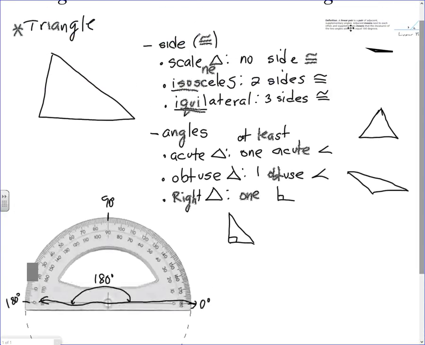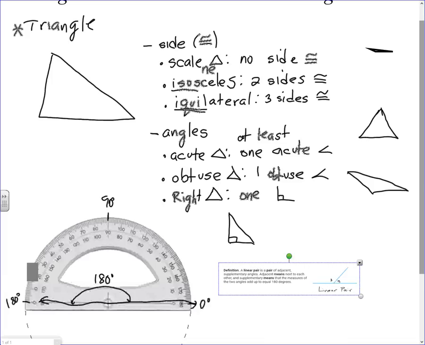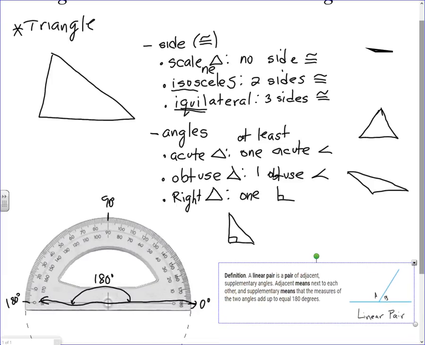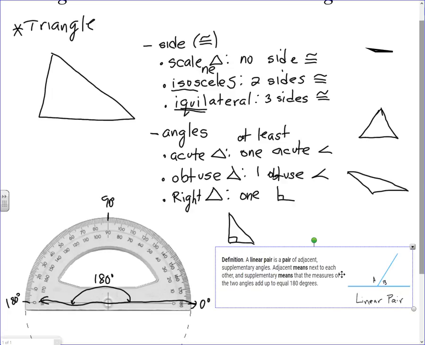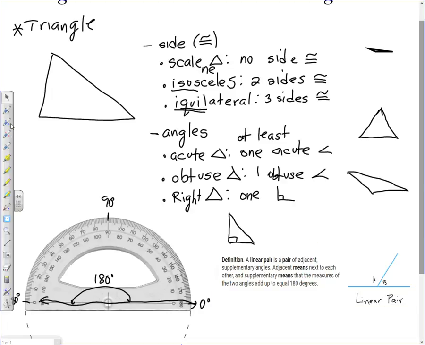Now the other thing you're supposed to know is the definition of a linear pair. The definition from Google: a linear pair is a pair of adjacent supplementary angles. And supplementary means when you add them, it will be 180 degrees. The reason they are supplementary is the following. This is a straight line, so the measurement from here to here will be 180 degrees. You're supposed to know that, okay?